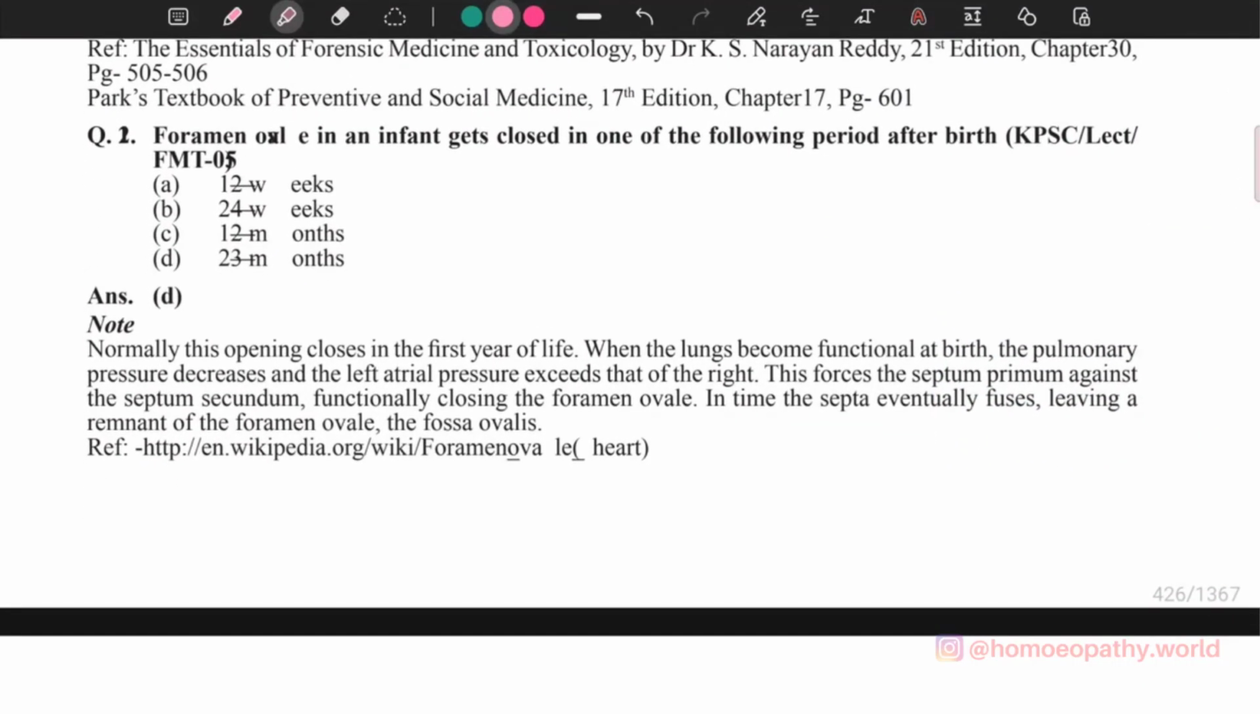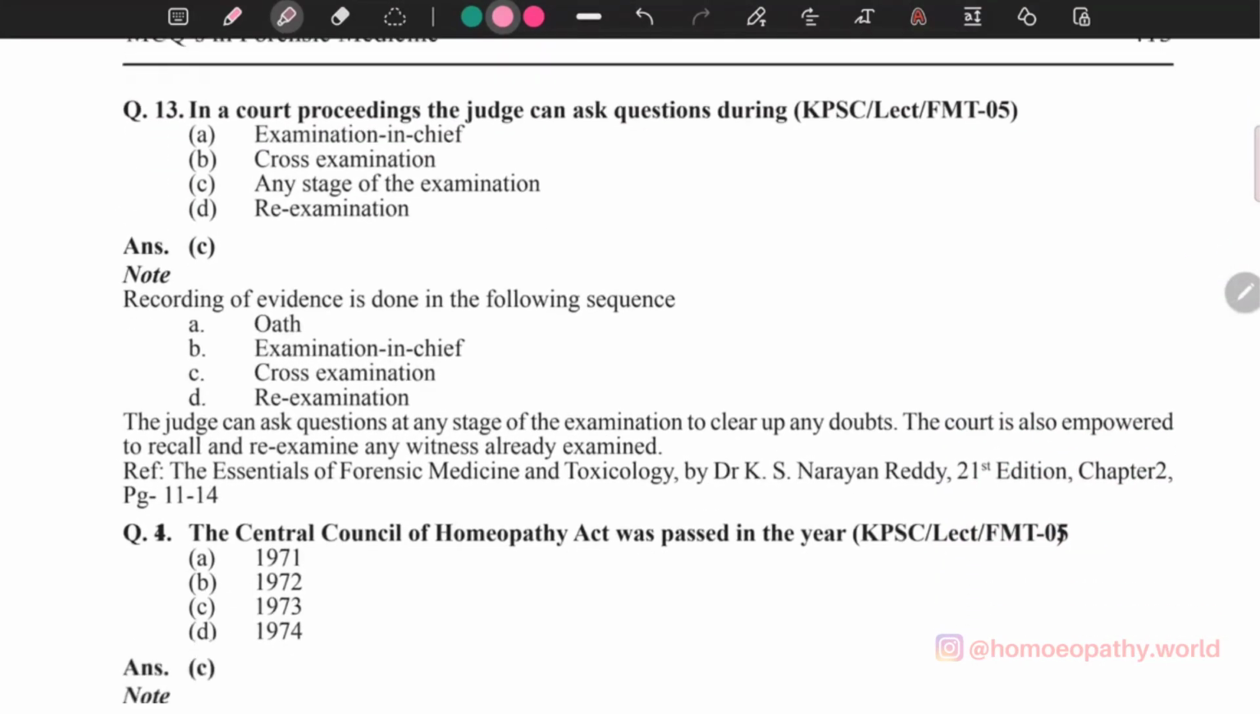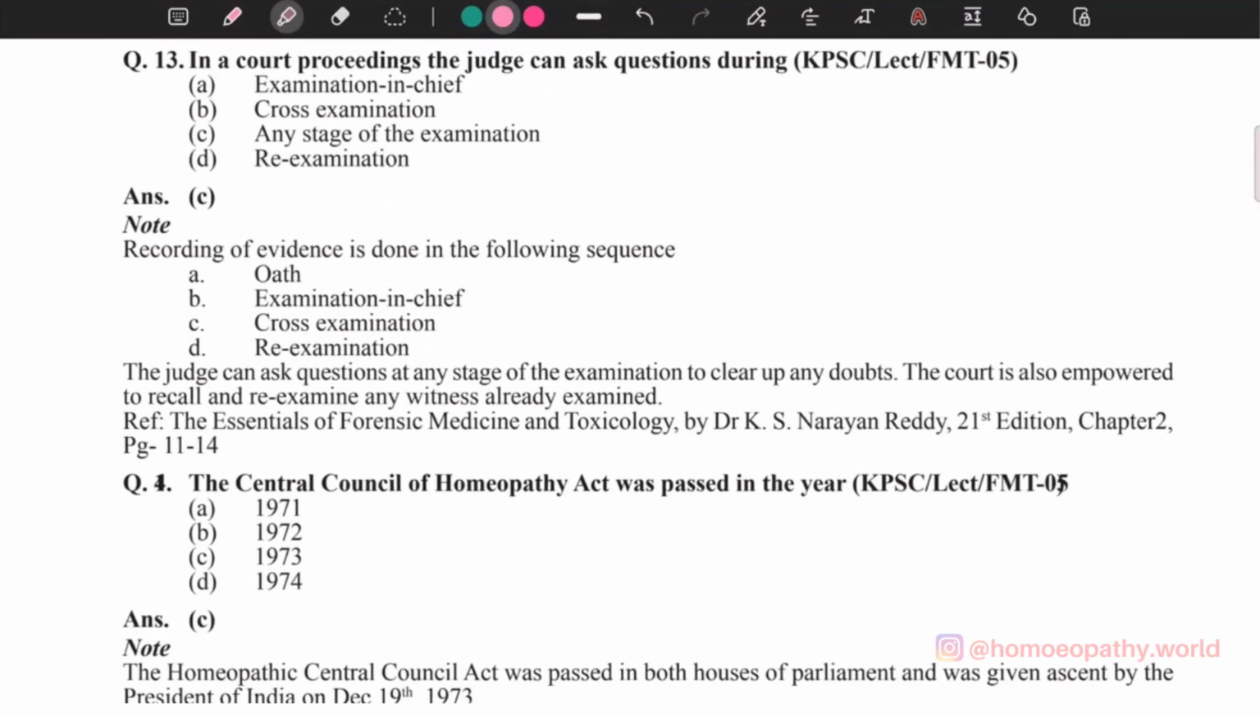Next question. Foramen ovale in an infant gets closed in one of the following periods after birth. A. 12 weeks, B. 24 weeks, C. 12 months, and D. 23 months. The answer is D. 23 months. Next question is, in court proceedings, the judge can ask questions during A. Examination in chief, B. Cross-examination, C. At any stage of examination, and D. Re-examination. So the answer is at any stage of examination.